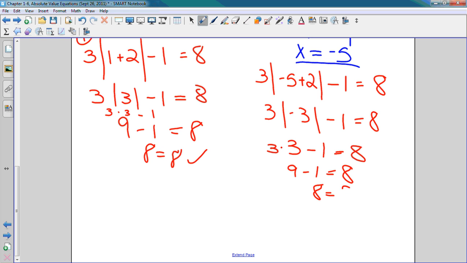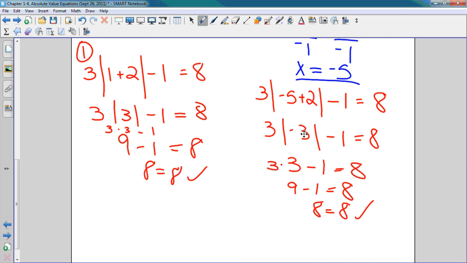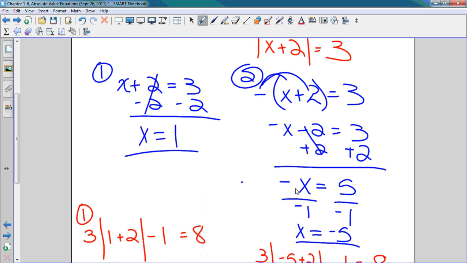So does the second one work as well? Yes. How does that change back to a positive? Absolute value. Remember, absolute value is always a positive version. The absolute value of negative 3 is positive 3. Okay? Any questions? So I would say the solutions to this equation are 1 and negative 5.